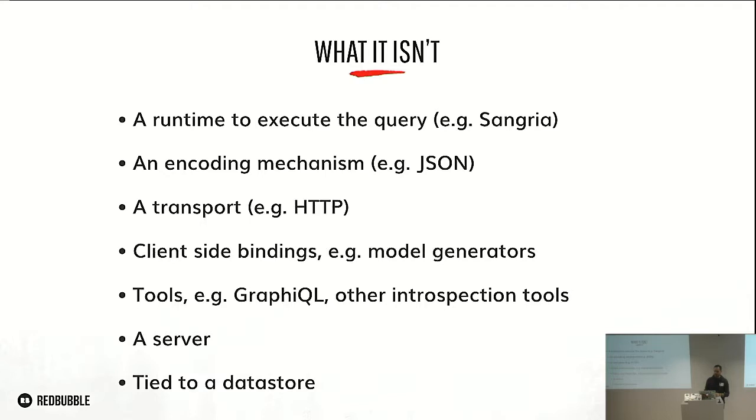So what isn't it? This is probably the biggest thing that you might need to take away from this if you go looking at GraphQL. It's not a runtime to execute the query. So we use Sangria. There are a bunch of different bindings for various languages. It's not the runtime. It's not an encoding mechanism. All of the examples you see are JSON, and they're JSON over HTTP. That's not GraphQL. That's just the server that you're running GraphQL on.